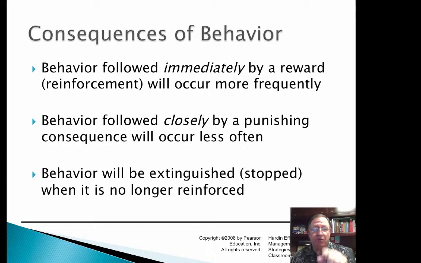But notice the difference between immediately and closely. I highlighted those two words so that you can see. You have to put the reward very closely after the behavior so that the student associates those two. However, a punishment sometimes doesn't necessarily have to be right then, but it still can be effective. However, the more distance that gets between the behavior and the consequence, good or bad, the less effective they are.